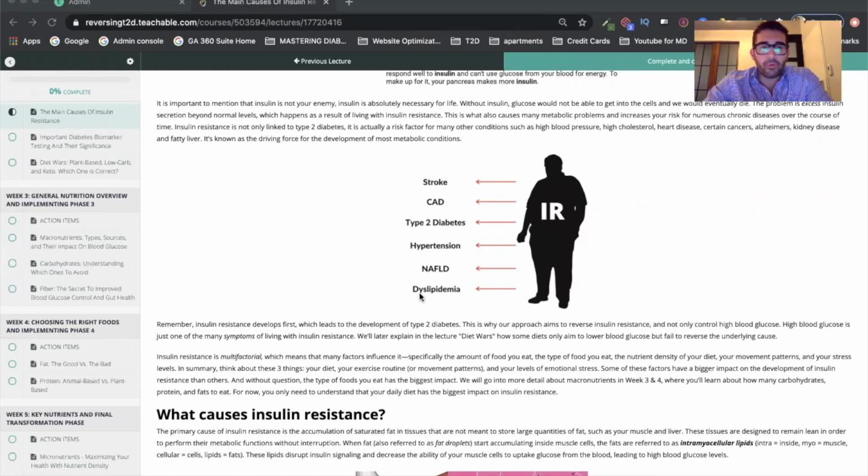Now, this is important to understand because people tend to focus on only controlling their blood glucose by avoiding carbohydrates, right? That is the first mistake that people make. Once they get diagnosed with type 2 diabetes, they think that carbohydrates are what is causing this condition, and then they stop eating carbohydrates altogether. Now, this might bring down your blood glucose simply because you're not eating carbohydrates. But the underlying cause of this condition, insulin resistance, is still there. So you're still at risk for developing all of these other conditions that I just mentioned.